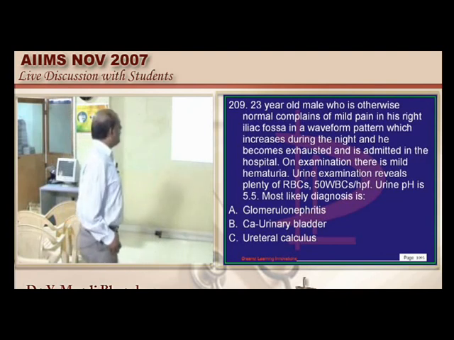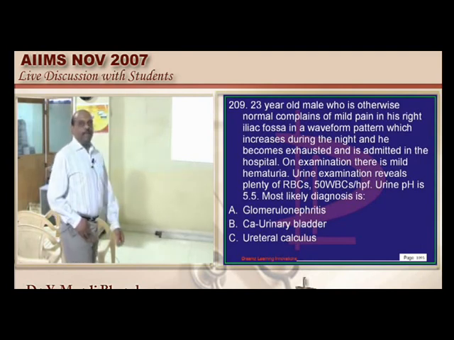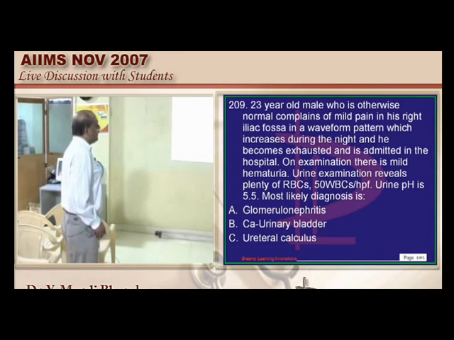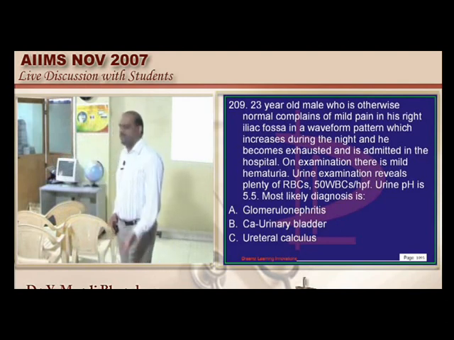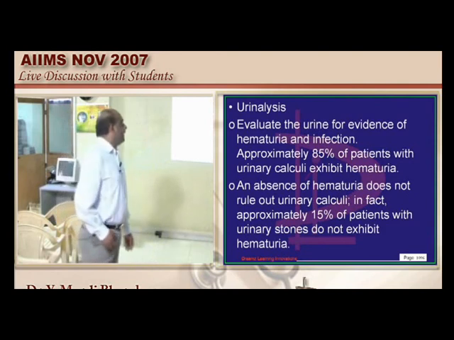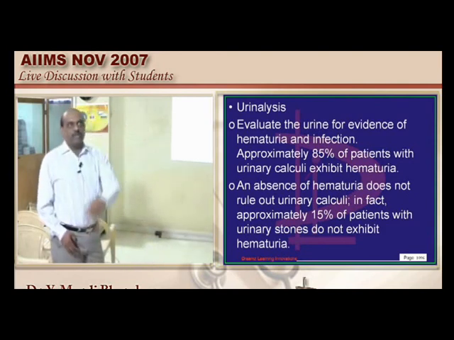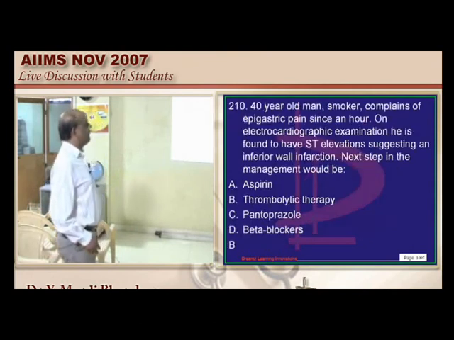A 23-year-old individual who has otherwise normal health complains of mild pain in his right iliac fossa in a wave form, and typically he becomes exhausted, there is hematuria and RBCs are there in the urine. What do you suspect? It is a case of nephrolithiasis, ureterolithiasis in fact. So typically the passage of the stone into the ureter is the time where the pain will begin, is what needs to be remembered.